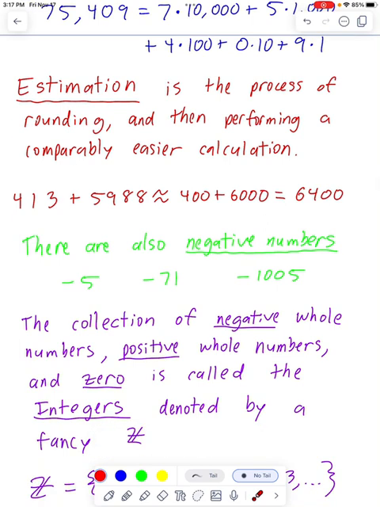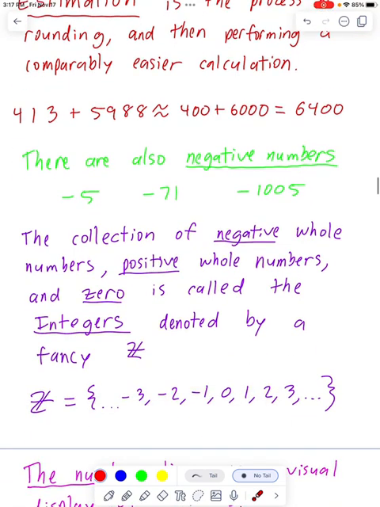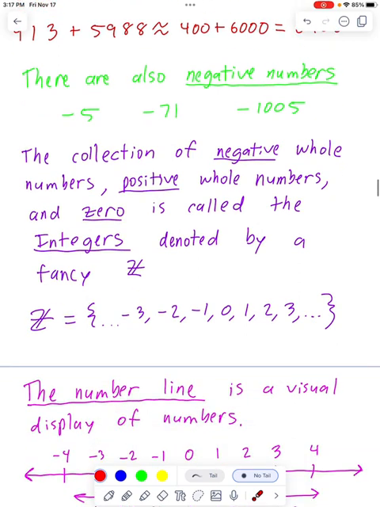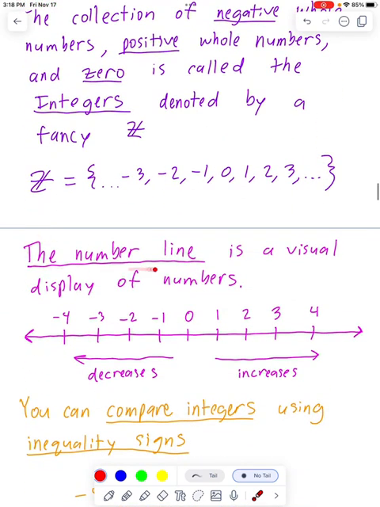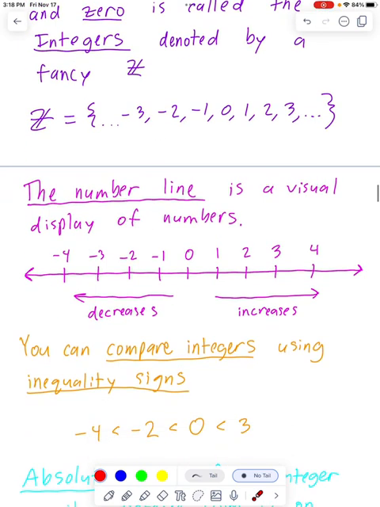There are also negative numbers, such as this one and this one and this one. The collection of negative whole numbers, positive whole numbers, and 0 is called the integers, denoted by a fancy Z. This would be the set of all integers. A number line can be visualized. It is a visual display of numbers, commonly integers, like this.